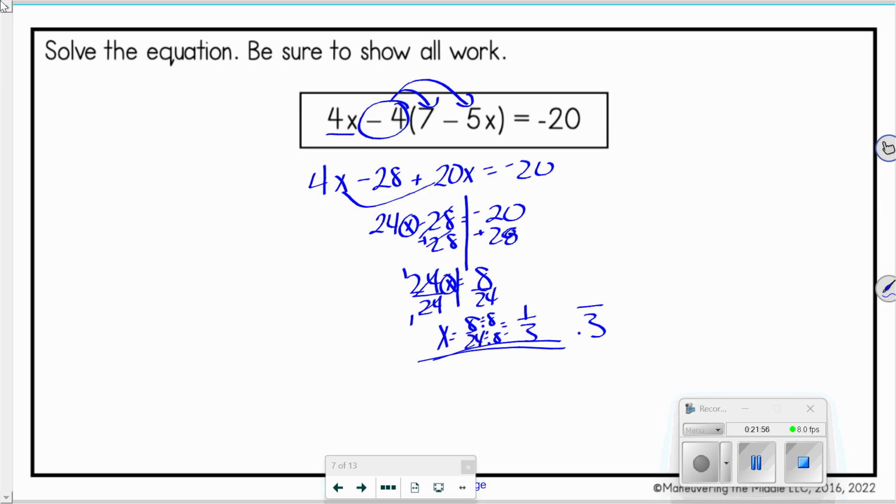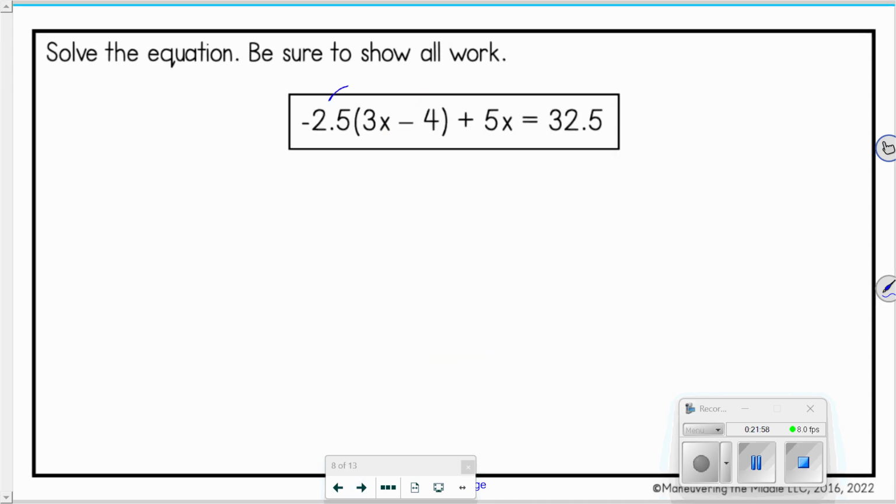Okay, our next one. Same deal. Start with our distributive property. -2.5 times 3 gives me a -7.5x.